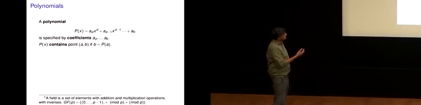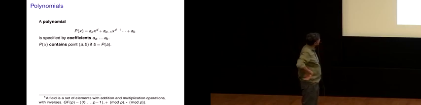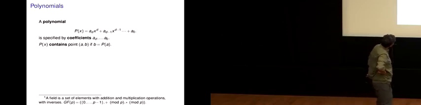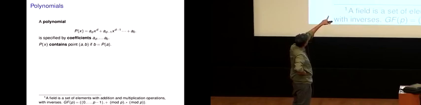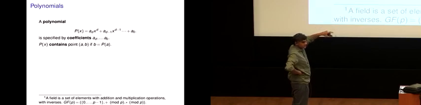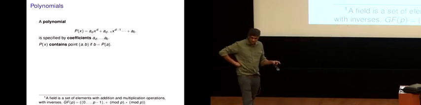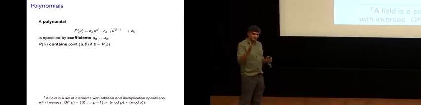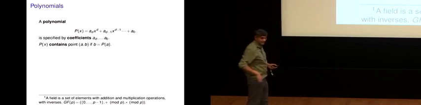Now x is just something you plug in, but a polynomial is an object. It's an object specified, for a line, by a point and a slope. So it's specified by coefficients, Ad through A0. P of x contains point (A, B) if B equals P of A, right? Maybe it makes more sense if you think of it as x and y. I mean, y is equal to P of x. B equals P of A. That's what it means to contain a point. You remember this notion of locus? A circle is a set of points that are distance 1 from the origin. The points on a line are the ones that satisfy that equation.